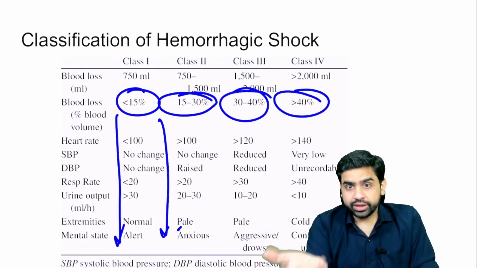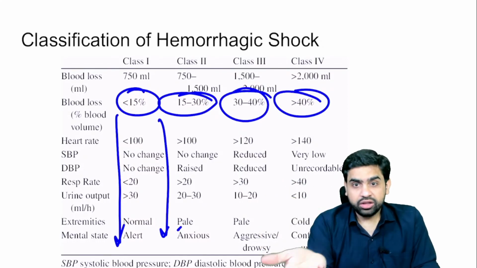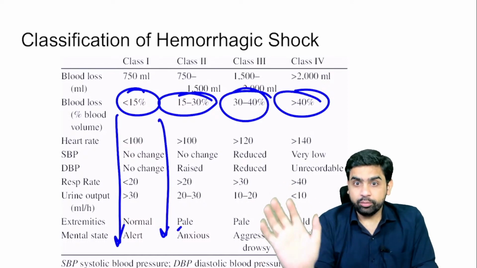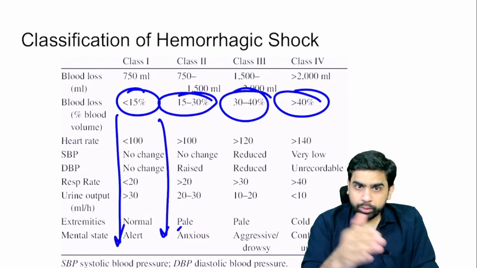Okay, during childbirth, the mother basically loses some amount of blood, 100, 200, 300 ml, but the mother is absolutely fine. Hemodynamically, the mother is absolutely fine. Right? Now, what about class 2 hemorrhagic shock?